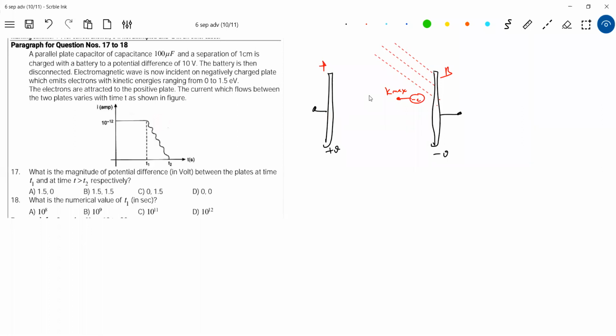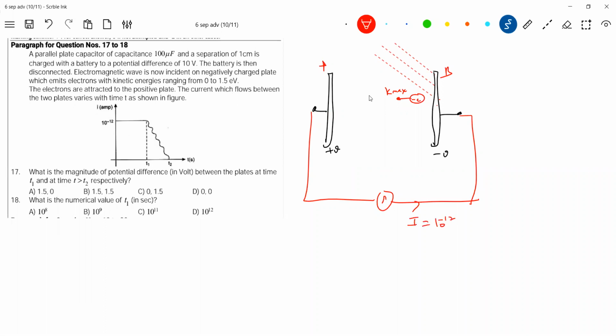So if you see that, further we are going to connect an ammeter. Here a constant current flows. And how much is it? 10 to the power of minus 12 ampere. What do you mean by the current constant? See, K max is what? 1.5 electron volt. What about the zero kinetic energy electron? Zero. And it's telling a constant current flows, which means the current flowing is a saturation.